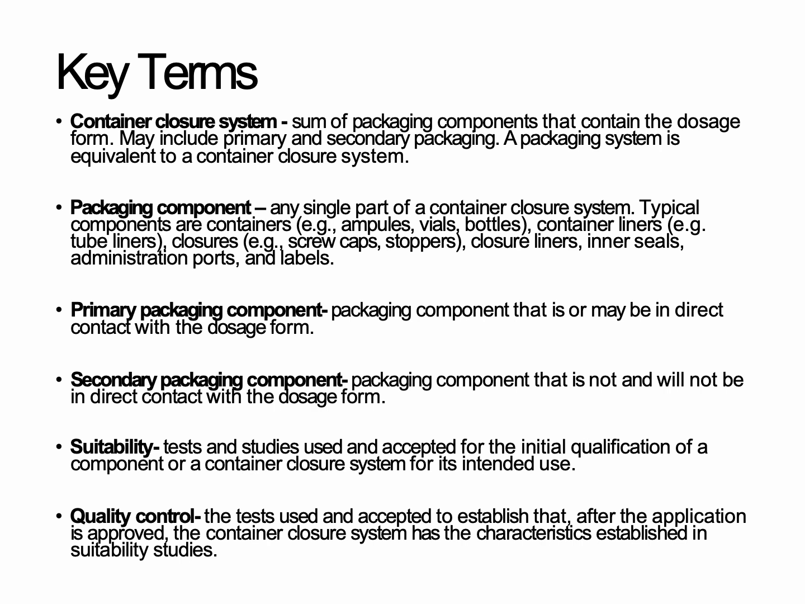Another term is primary packaging component and secondary packaging component. The primary packaging component is a packaging component that is or may be in direct contact with the dosage form, as opposed to the secondary packaging, which may not be in direct contact with the product. We also have the term suitability, which refers to the tests and studies used and accepted for the initial qualification of a component or container closure system for its intended use.